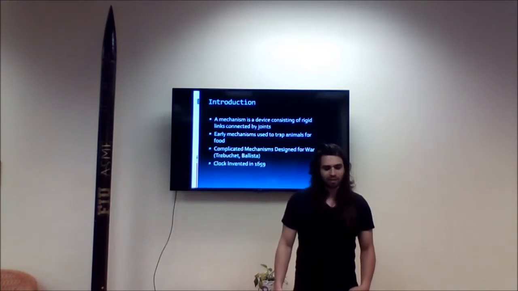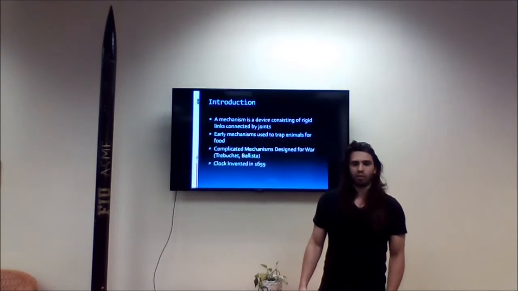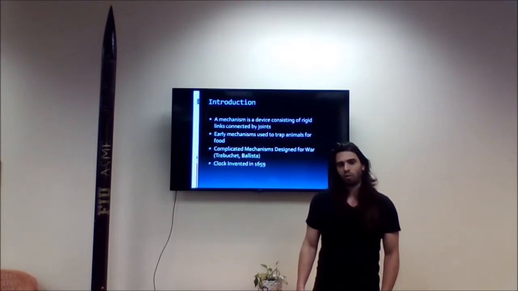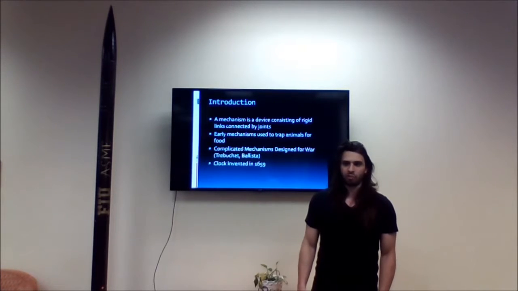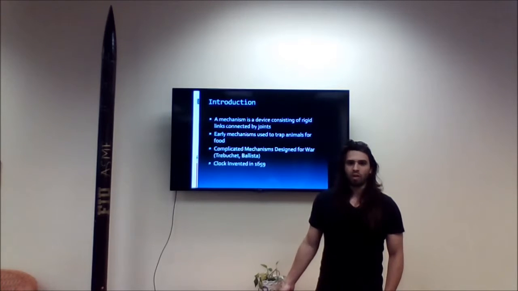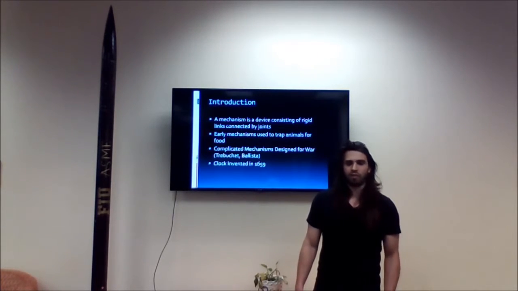A mechanism is a device consisting of rigid links connected by joints. Some early examples of mechanisms from thousands of years ago were devices used to trap animals for food. As the years progressed, mechanisms became more and more complicated. Some other examples are weapons used for war, like the trebuchet and ballistas. And one of the most complicated mechanisms is the clock, which was invented in 1659.